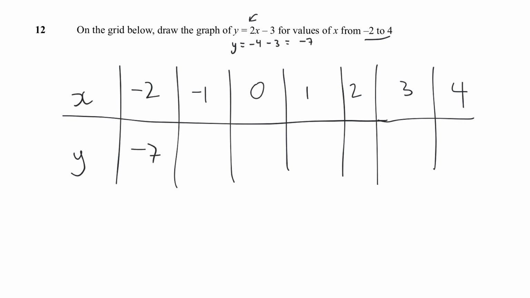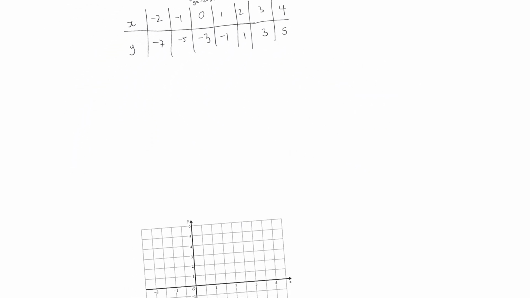If x is equal to minus 1, y would be equal to 2 times minus 1, which is minus 2, minus 3, which is minus 5. If x is equal to 0, 2 times 0 is 0, so then y is just minus 3. And now, to help speed things up, if you notice the pattern, it's adding 2 each time. So now rather than doing the whole substituting, I'm just going to add 2 each time, which would be minus 1, 1, 3, and then 5.